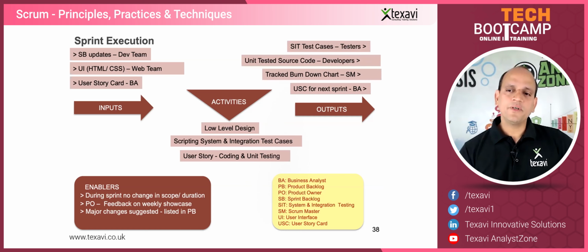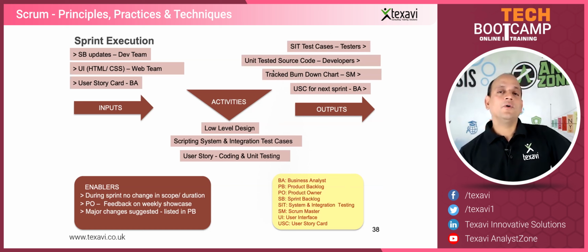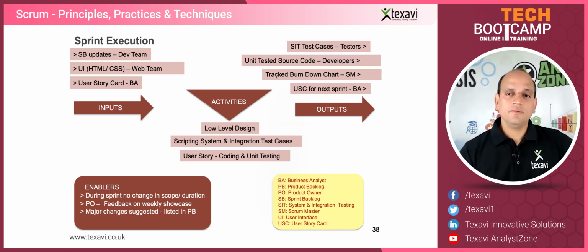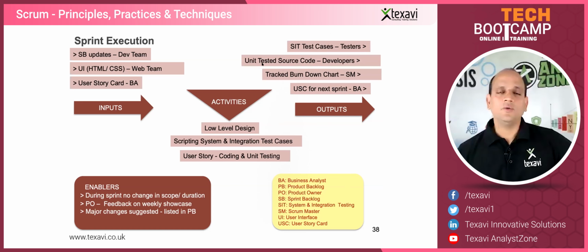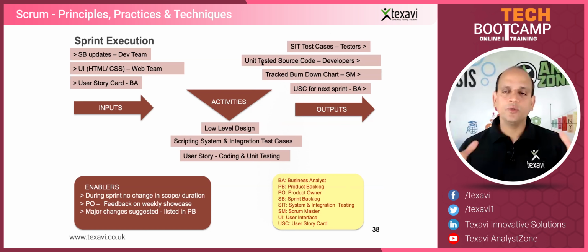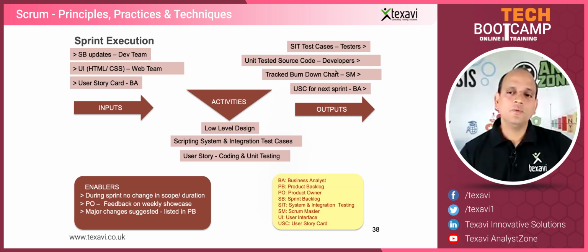So what are the outputs from the sprint execution? We have the system and integration testing. SIT means system and integration testing. Of course you've got this legend here, and the source code. You've got the unit tests done. Let's say some of them failed, but you work on it, you make them pass. So you've got the unit tests done. You've got the burn down chart. I'm going to talk about the burn down chart again in the later slides. And the story cards for the next sprint, which is the responsibility of the BA.